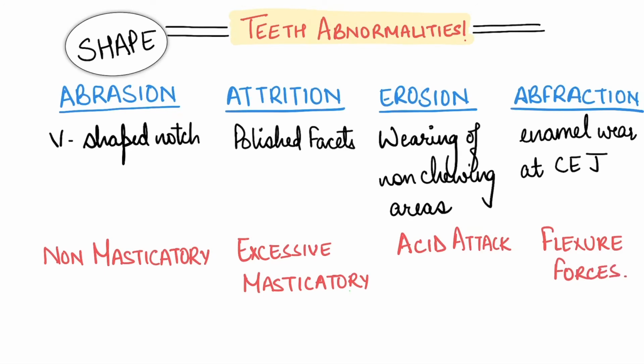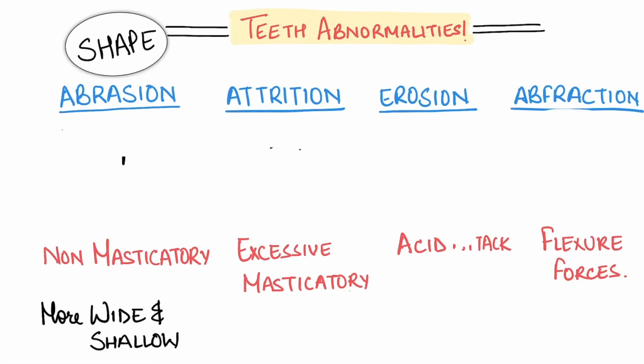Abfraction is again wear at CEJ, but this is due to excessive flexure to the tooth. These facets are more deep and narrow, and generally one tooth only is associated, and this may extend subgingival also. But if you see abrasion, these are more wide and shallow facets, and it is typically V-shaped in the cervical margin and associated with canine and premolar.